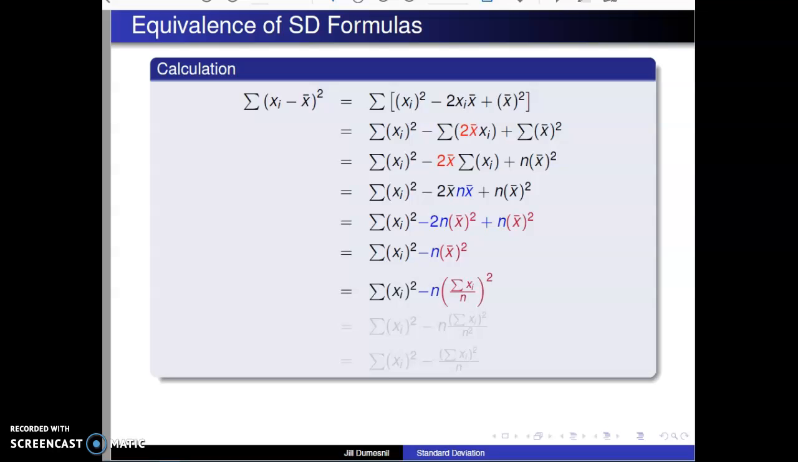Next, we replace x bar with its definition, the sum of the xi's divided by n. To square a fraction, we can square the numerator and square the denominator. Finally, we cancel one factor of n in the second term to get our desired expression. This establishes that the two standard deviation formulas are in fact identical.